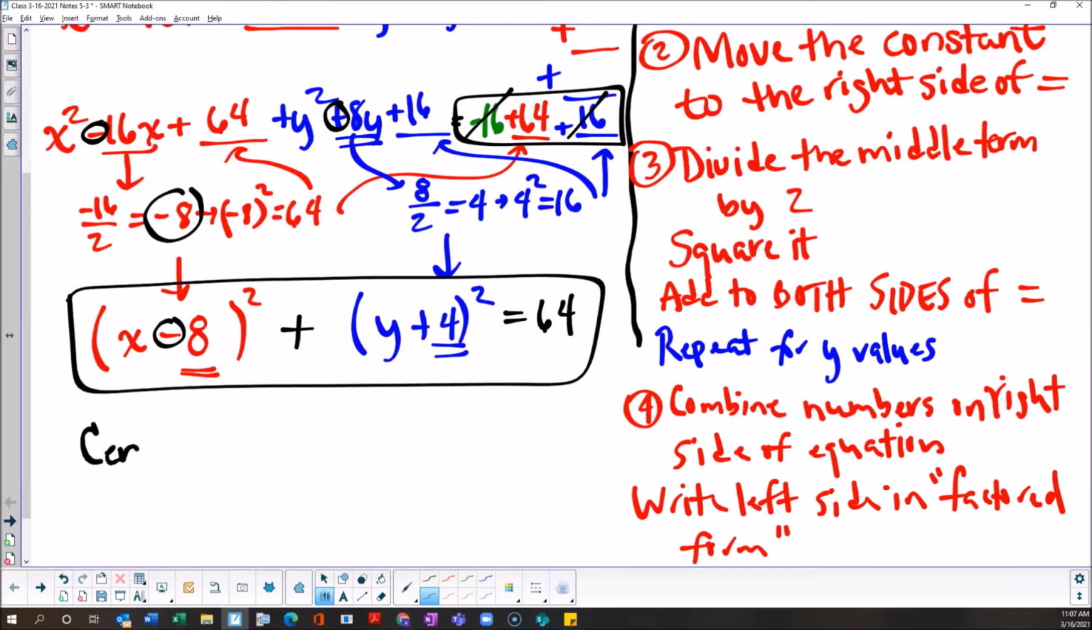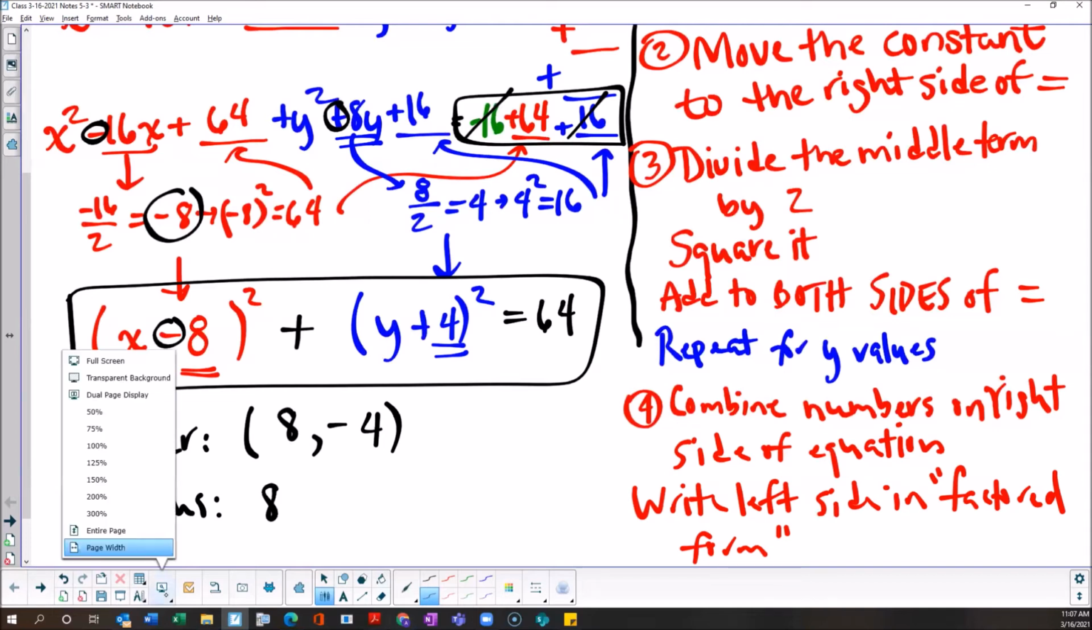And so the next follow-up question would be, well, what's the center and what's the radius? So what's the center? Positive 8, negative 4, and the radius is going to be the square root of 64, which is 8. Okay.